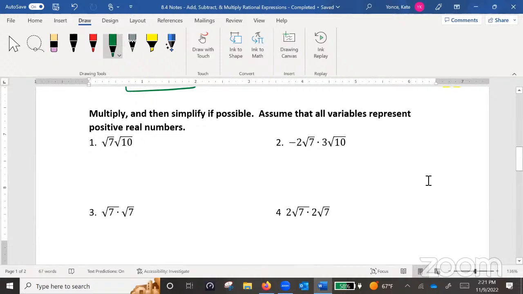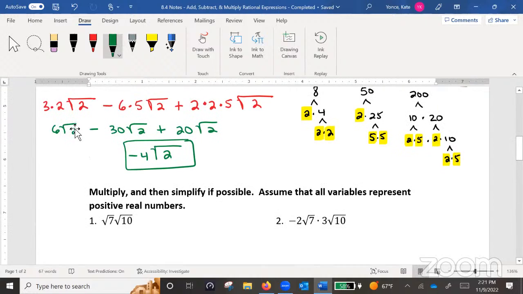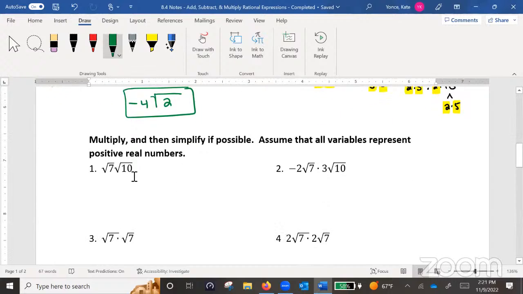To multiply, what's inside does not have to be the same. Like before, to add, these had to be exactly the same, like the square root of 2, in order to add them. Here, what's inside the square roots doesn't have to be the same, but what does have to be the same is that it's a square root. Like you can't multiply a square root times a cube root, but you can multiply a square root times a square root or a cube root times a cube root, and it doesn't matter what's inside.